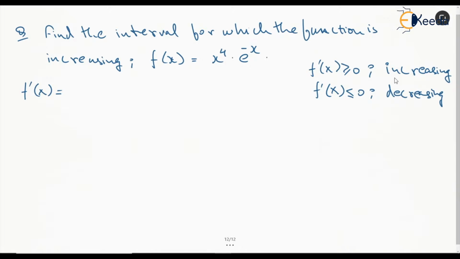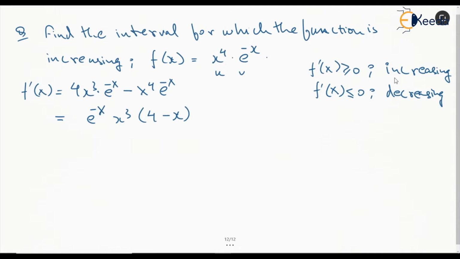The derivative of this function can be written as, let's say this is u and this is v, then u dash into v plus u into v dash. So this is going to be x to the power 4 will give you 4x cube into e to the power minus x, and this will give you minus x to the power of 4 e to the power of minus x, right? This becomes this value.